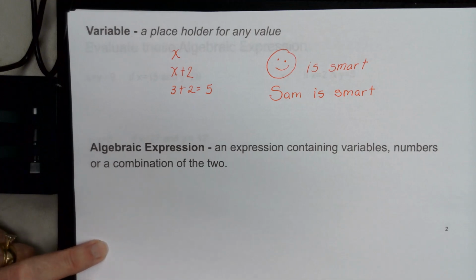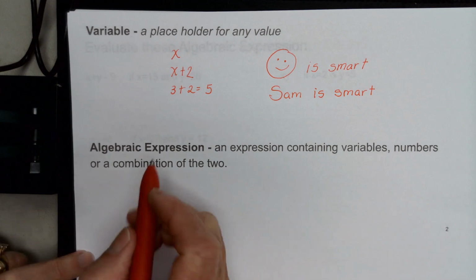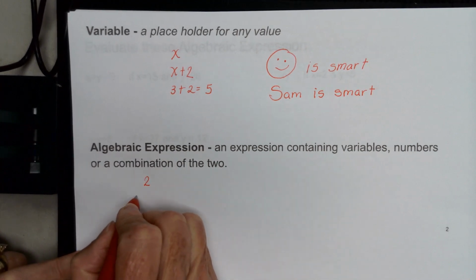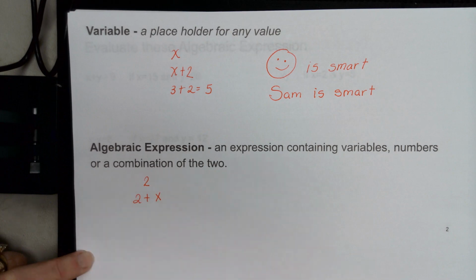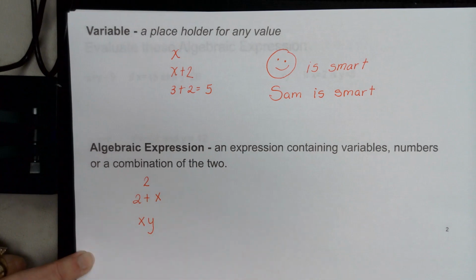Algebraic expressions are expressions that contain variables or letters and numbers, or a combination of the two. So 2 is an algebraic expression. 2 plus x is an algebraic expression. X times y is an algebraic expression. Now you will notice that an algebraic expression does not have an equal sign in it. That's kind of what makes it an expression and not an equation.